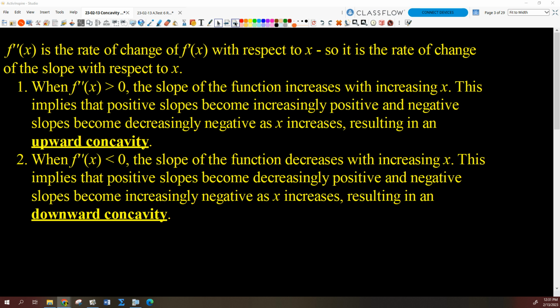When the second derivative is negative, the slope of the function is decreasing with increasing x. So as I move to the right, it's going to tend to get more like that, right? Which results in a function that's going to be concave down. It's going to shed water, okay? So on intervals where the second derivative is negative, the function will have this downward concavity, okay?